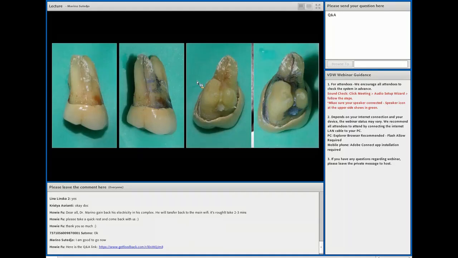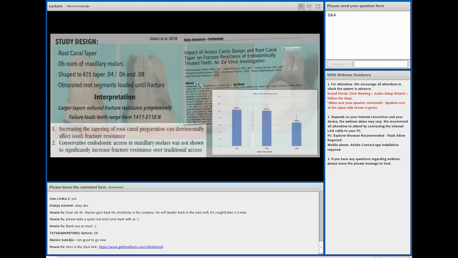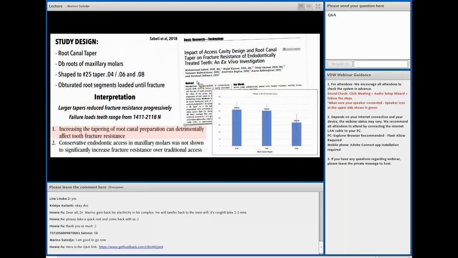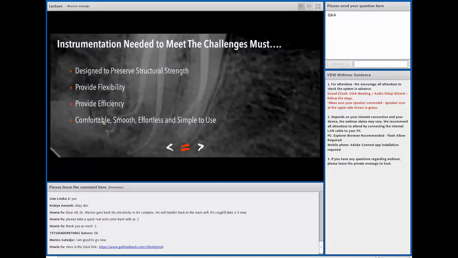We put too large numbers of files to do some instrumentations. This is also a paper by Safety back in 2018 that increasing the tapering of root canal preparations can detrimentally affect the tooth fracture resistance. As you can see, the bigger the taper, it will create a possibility of higher chance of crack in the root area.